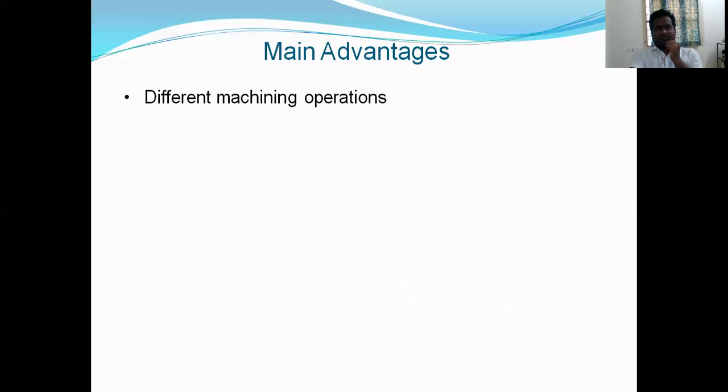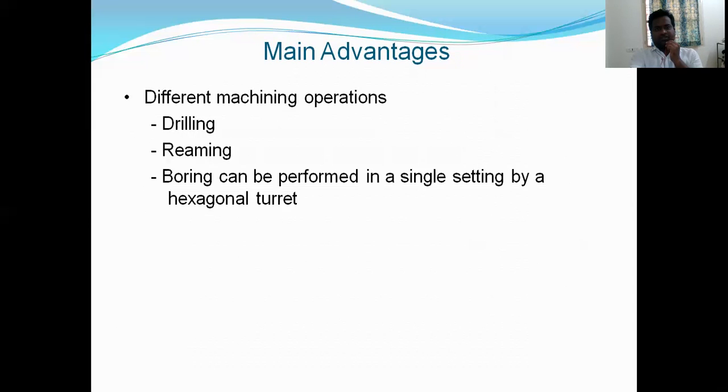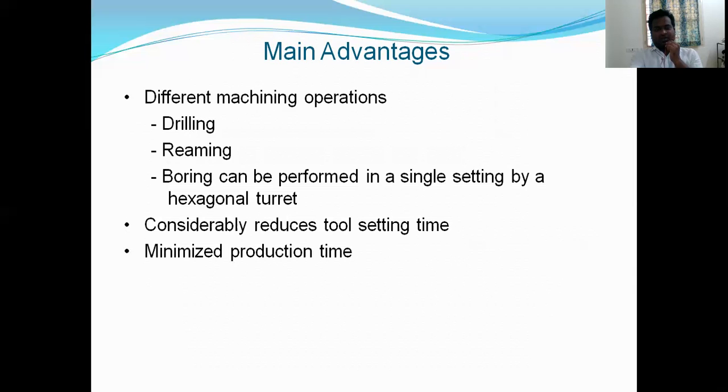So we know some of the advantages of the turret lathe. Now we have to observe the different machining operations. Drilling, reaming, and boring can be performed in a single setting by a hexagonal turret. I have told you with some examples also. In the hexagonal turret, we have drilling, reaming, and boring tools. By rotating the mechanism, these tools can be operated.